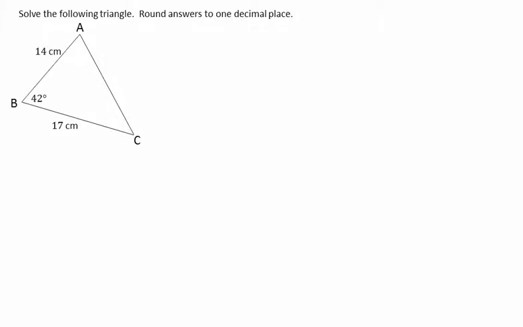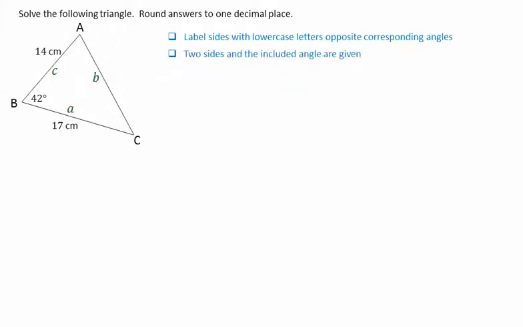Solve the following triangle. Round answers to 1 decimal place. We'll first label the sides using lowercase letters opposite to the corresponding angles. In this case, we've got 2 sides and the included angle. This is a case where we will use the cosine law to first calculate side B.